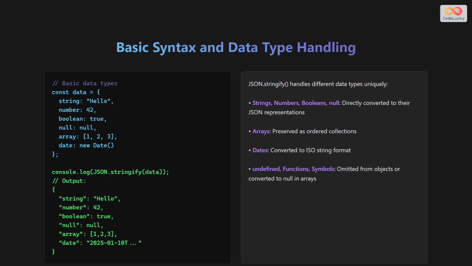As shown here, a JavaScript object containing a string, a number, a boolean, a null value, an array, and a date object is converted into a JSON string. Notice how each data type is handled.